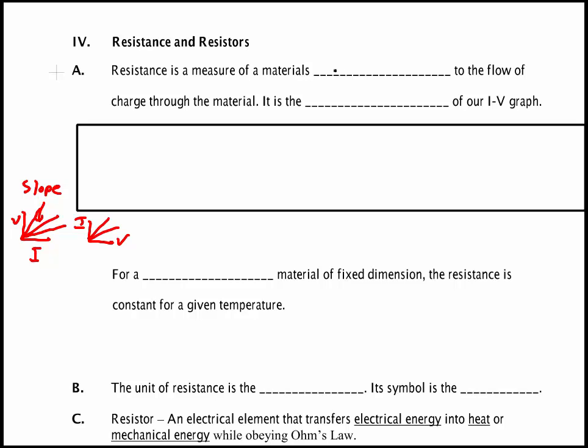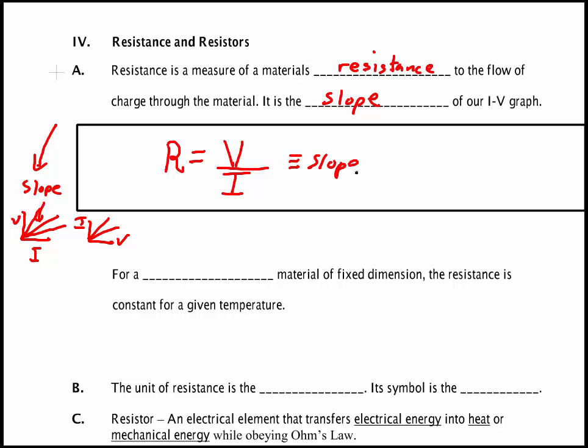So resistance is a measure of a material's resistance to the flow of charge through the material and is the slope for this type of graph where you plot V along the Y and I along the X. And we can put it in the following way. We could say that R is equal to voltage divided by current, and the slope on our VI graph.